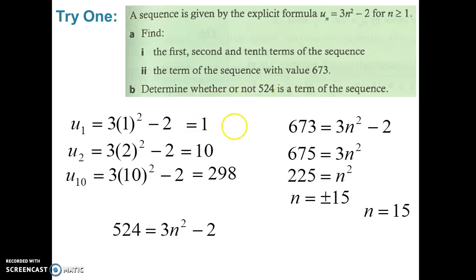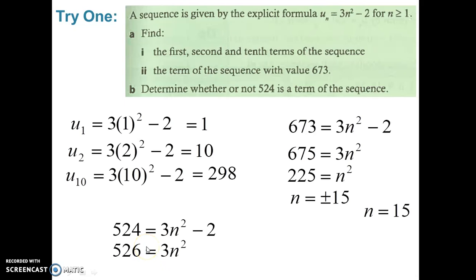In part B, it says determine whether or not 524 is a term. This is just like this question up here. We're told what the value of the term is, and we have to figure out where in the sequence it is, what position. So I'm going to put 524 there. We're going to set it equal to the rule and see what happens.